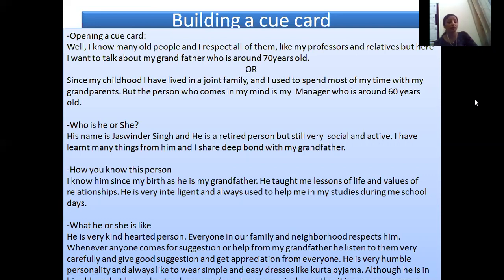He is a retired person, but still very social and active. I have learned many things from him and I share a deep bond with my grandfather, right? How do you know this person?